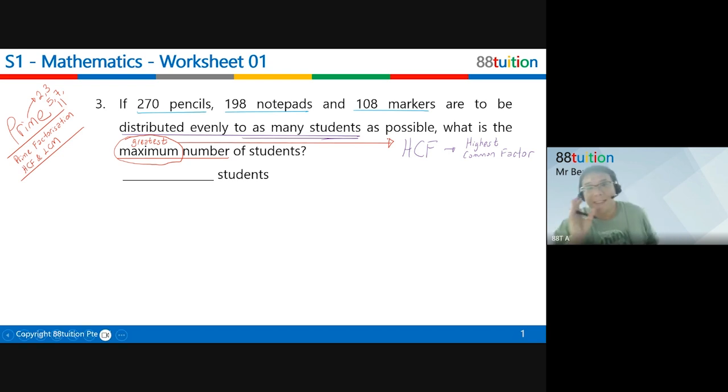So this is just an idea. Usually it's like that. Whenever you see the words greatest, maximum, biggest, largest, all these words representing big are actually for the highest common factor. And I'm going to sidetrack a bit. Look here.